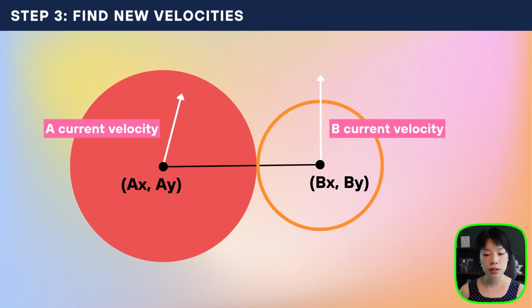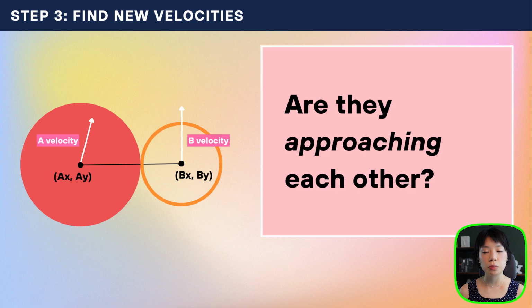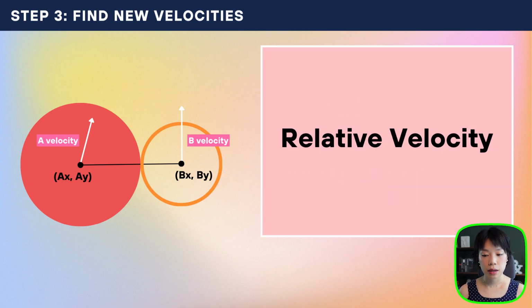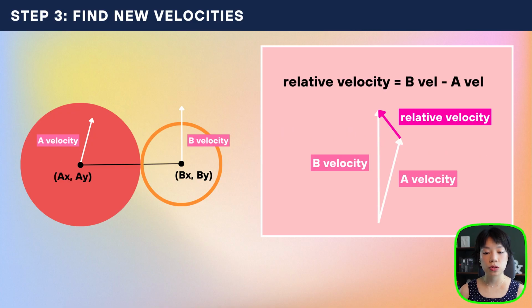To do this, first we need to check whether they are actually moving towards each other. Imagine that you're ball A and you want to know how ball B is moving relative to you. To figure this out, we calculate the relative velocity by subtracting the 2 velocities like this. Relative velocity equals the velocity of ball B minus the velocity of ball A. And by subtracting it this way, it is a vector that points from A to B.